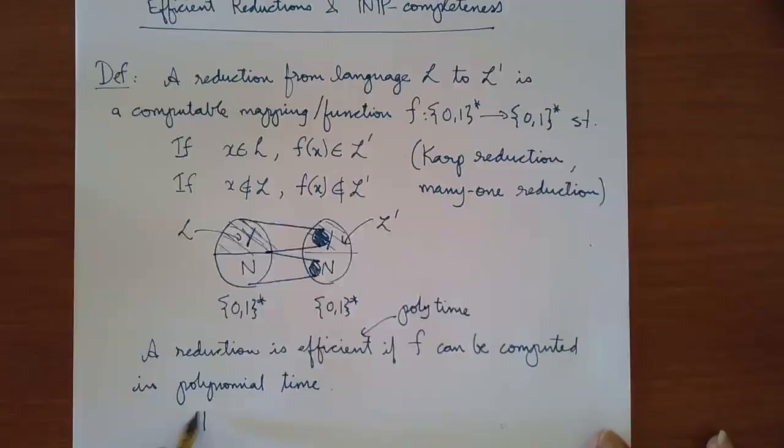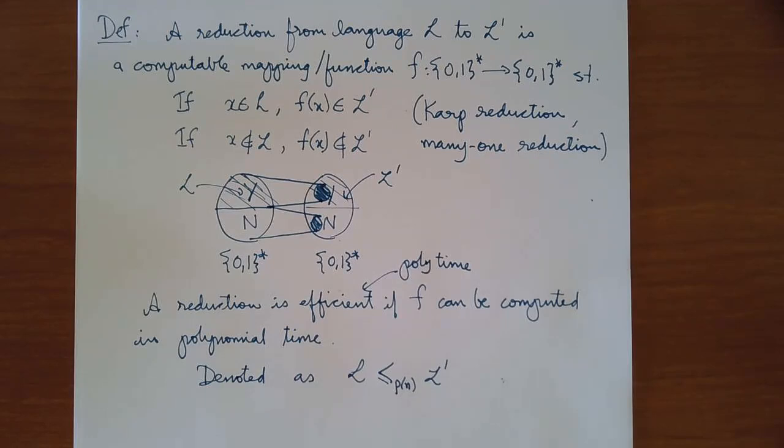This is denoted as L less than or equal to poly n L prime. This is the notation that we use for this. So this is what is called an efficient reduction. Okay, and so computing reductions and understanding reductions of problems is the bread and butter of computational complexity theory.